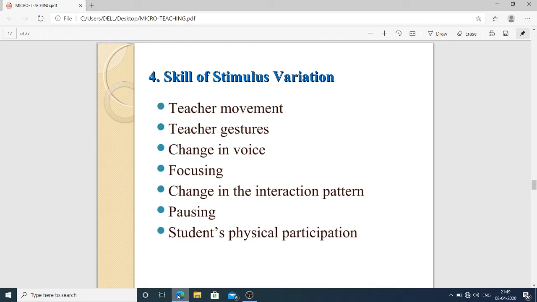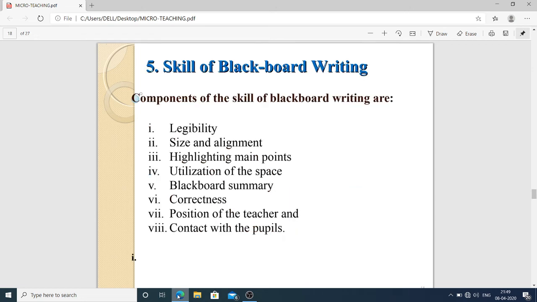Okay, skill of stimulus variation: teacher movement, teacher gestures, change in voice, focusing, change in the interaction pattern, pausing, and students' physical participation. These topics are very necessary to become a competent teacher. So you have to adopt these kinds of skills.